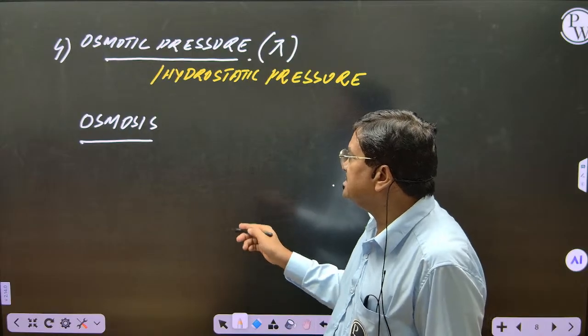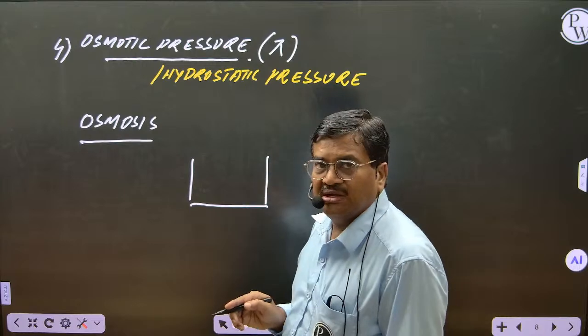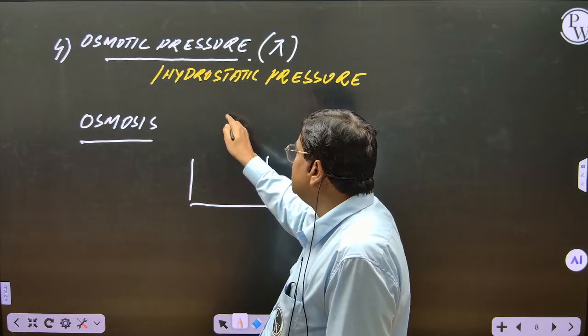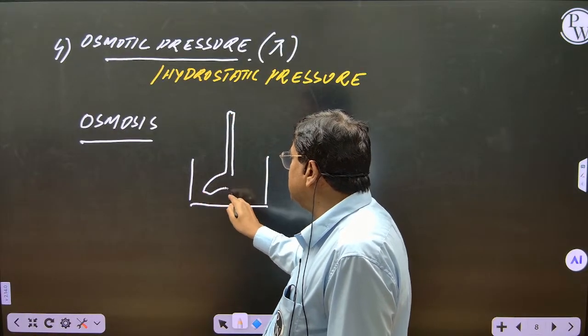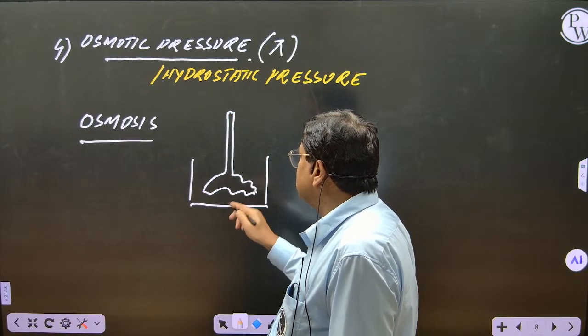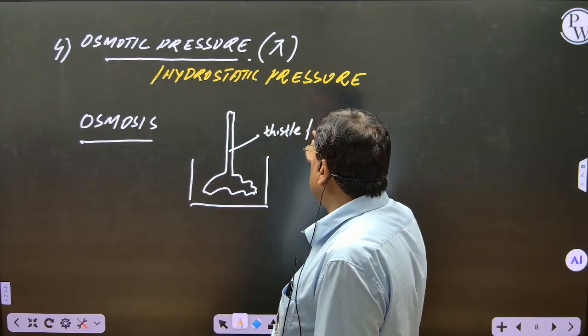So osmosis is nothing but, you can see one here. I am taking one beaker. In the beaker, I am taking one thistle funnel. What is the name of this funnel? Thistle funnel, I am saying. See, this is a thistle funnel. We spell it T-H-I-S-T-L-E. Thistle funnel.